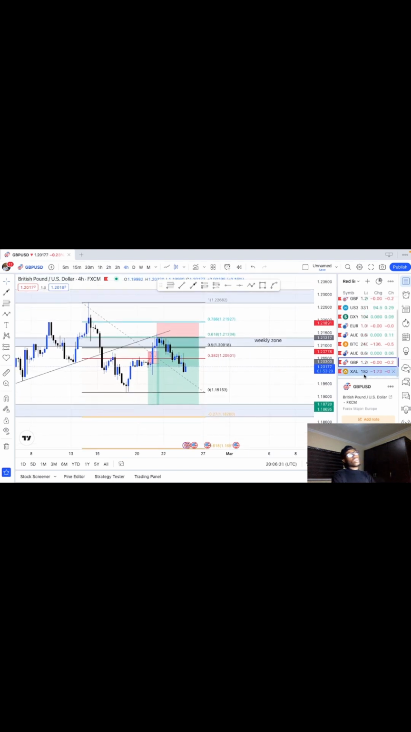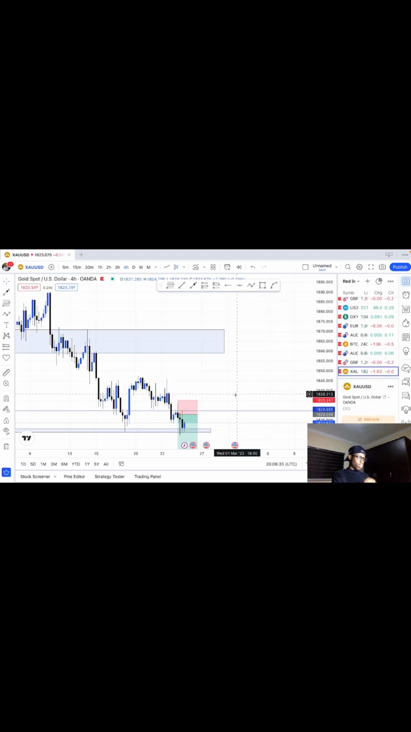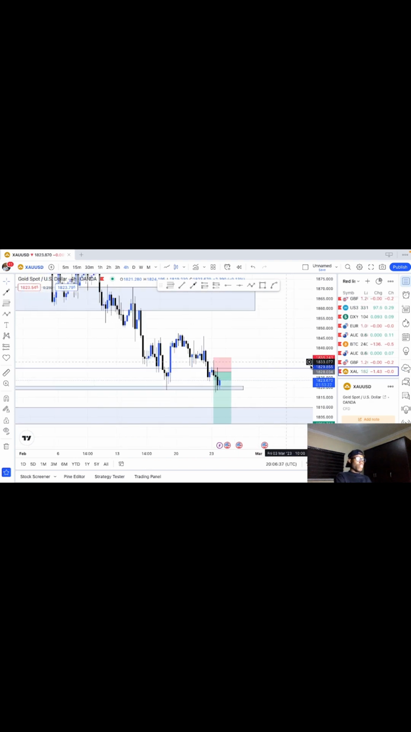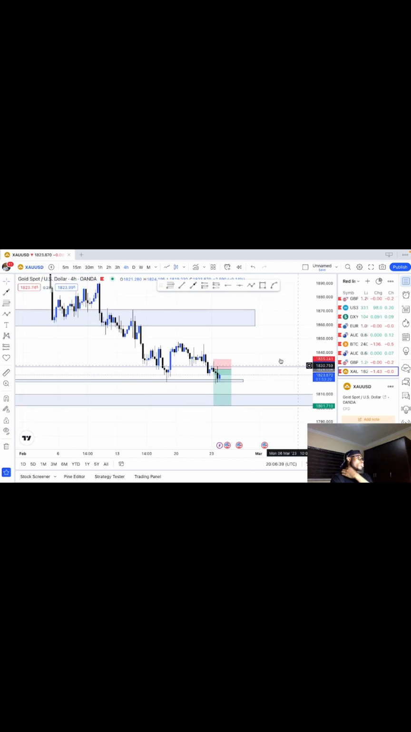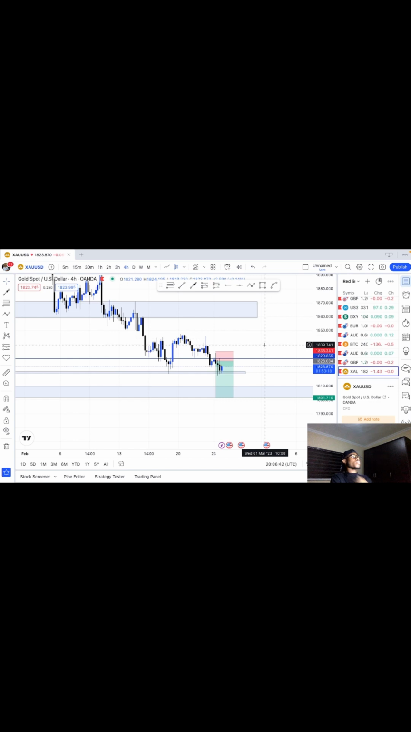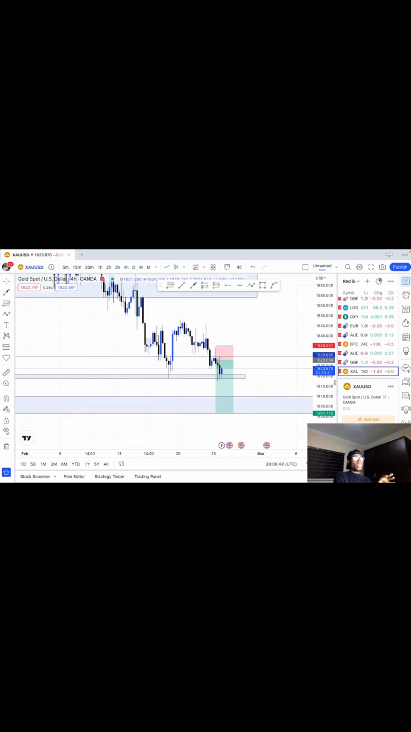Then that's that on GBSD. Then for gold, gold is another trade that is very, very juicy. Gold is very juicy right now. For gold, you can see gold is trading below this line, 1.829 zone.